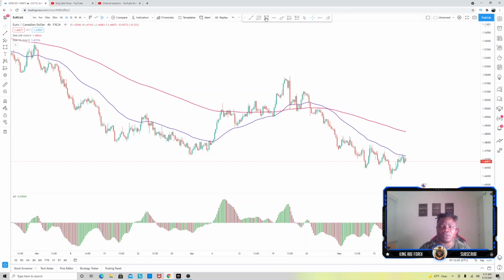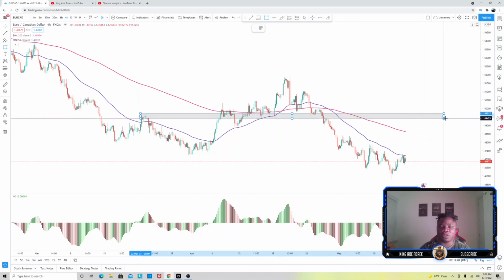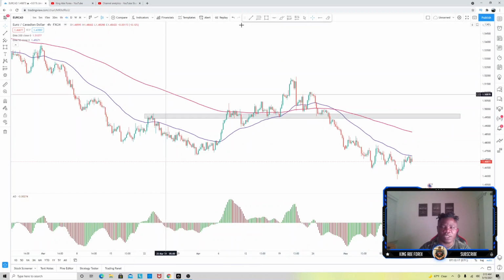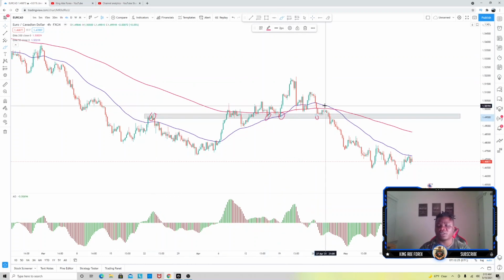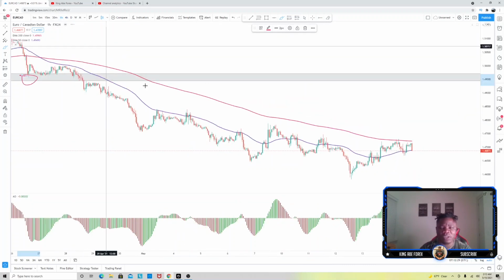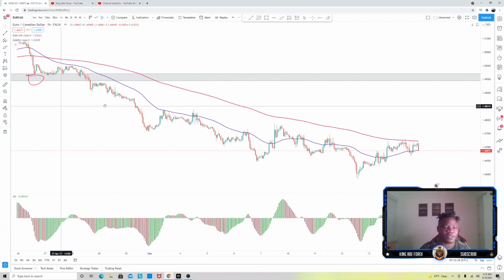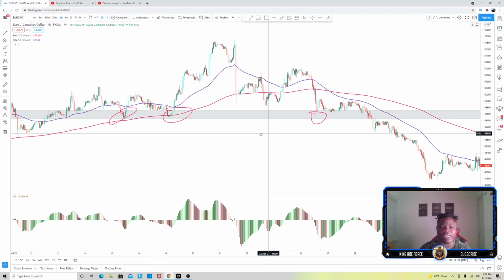And if we take a look over here, we can see that resistance became a support zone right over here. As you guys can see, resistance became support. We got a resistance right here. We got support, touch, support. Now, once you have that zone, we're going to go back to the 1-hour time frame to see how we're going to get into this trade.